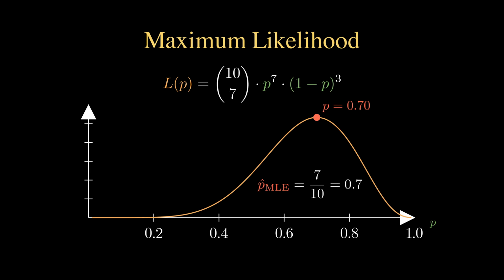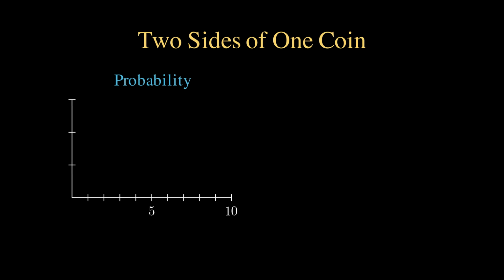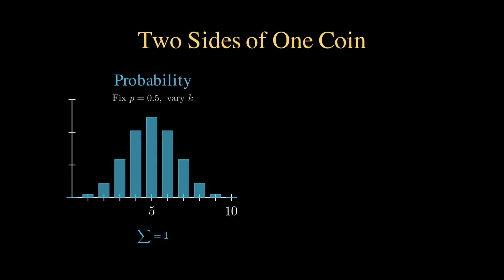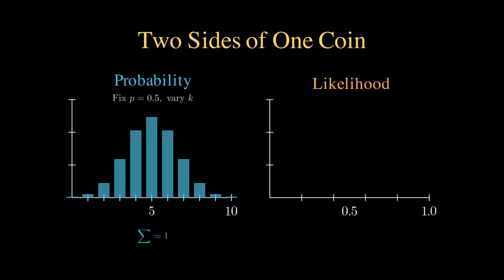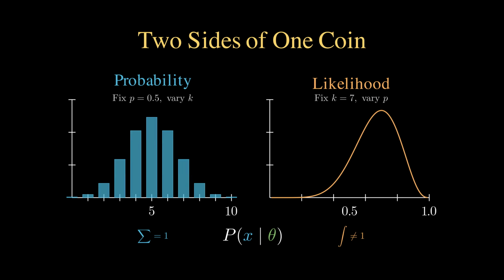So let's put these side by side one last time. On the left, probability. We fix P at 0.5 and look at all possible outcomes. The bars sum to 1. On the right, likelihood. We fix the data at 7 heads and look at all possible values of P. The curve does not integrate to 1. Same formula underneath both. P of x given theta. The only difference is which variable you hold still and which one you move.